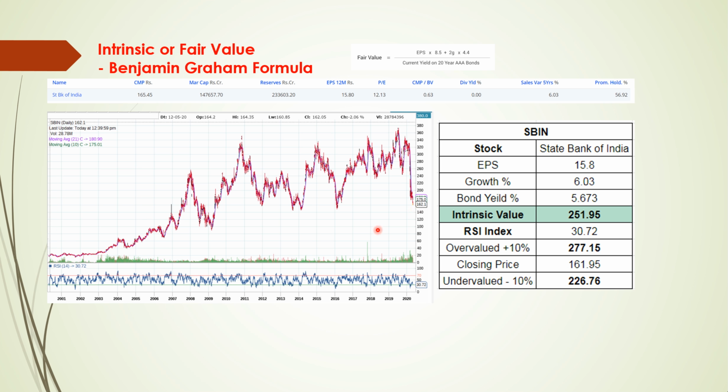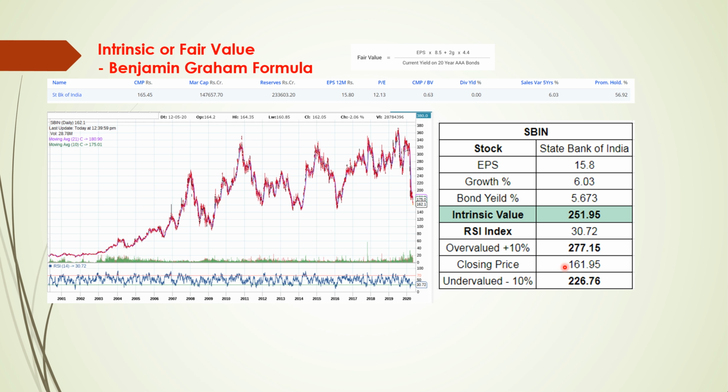After fundamental analysis, let's quickly look into the fair value, or we can say the intrinsic value of SBI, or what's the fair value at which it should be trading. So taking into account Benjamin Graham's formula, we are looking into the earning per share, which is 15.8. The growth I've taken 5 years, 6.03, and the bond yield standing today is 5.673. As per this, we can see that intrinsic value is coming around 251 rupees, whereas the current market price is trading at 165. Though from the low it has actually recovered to 178 rupees.